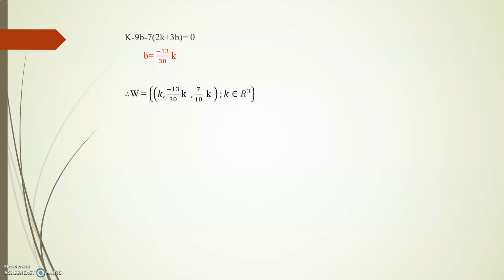So, k belongs to R. From this term, we can take k outside, so it can be written as k times (1, minus 13 by 30, 7 by 10). Therefore, the dimension, the number of bases, is 1. So here, small mistake. The dimension of W is equal to 1. How many bases does it have? Only one basis. Therefore, the dimension of W is equal to 1. So here I have a mistake.